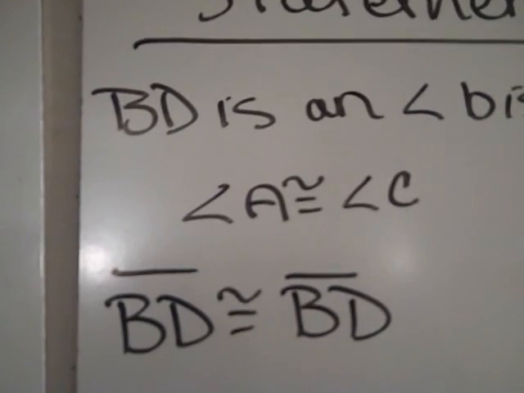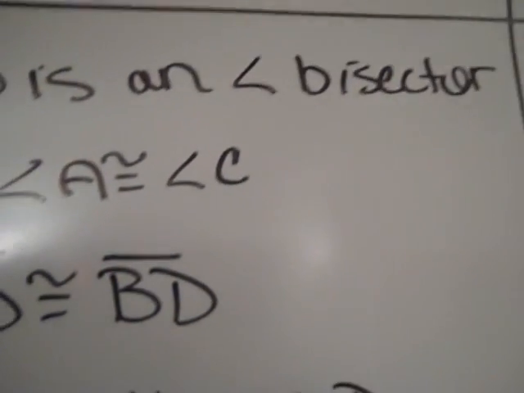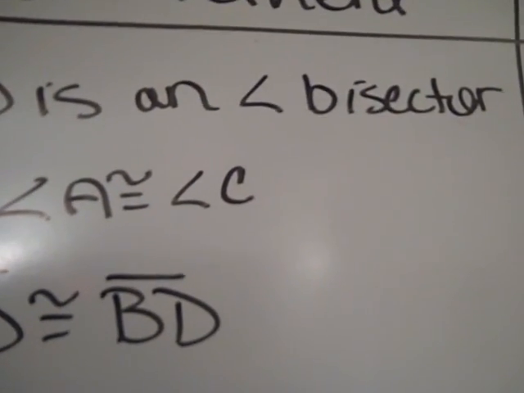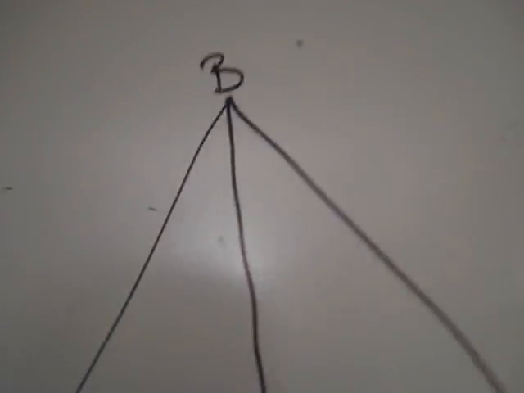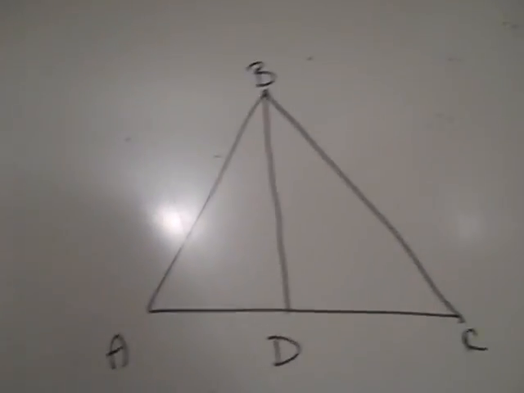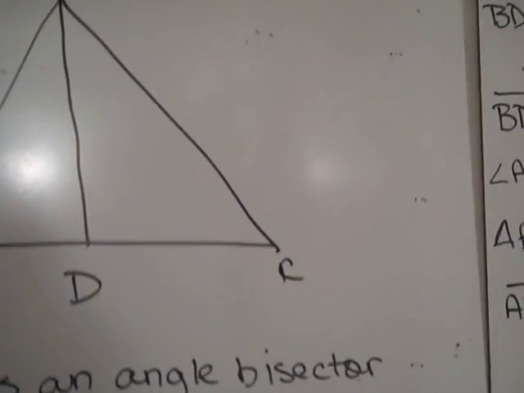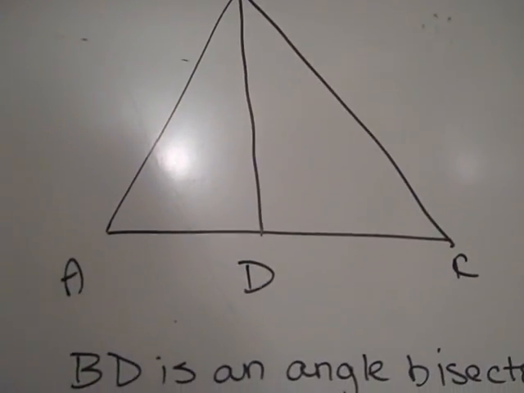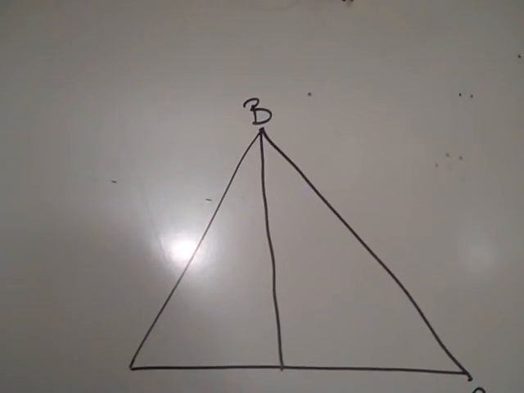Now, one of our previous statements didn't have a congruency sign. So that means we have to know what an angle bisector does in order to get another congruency sign. An angle bisector cuts an angle in half. And since BD is an angle bisector, what angle is BD cutting in half? Is it cutting angle A in half? No. Is it cutting angle C in half? No. Is it cutting angle D in half? No, because D is not an angle. But it is cutting angle B in half.